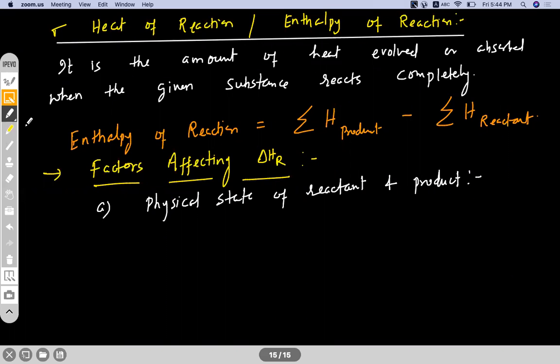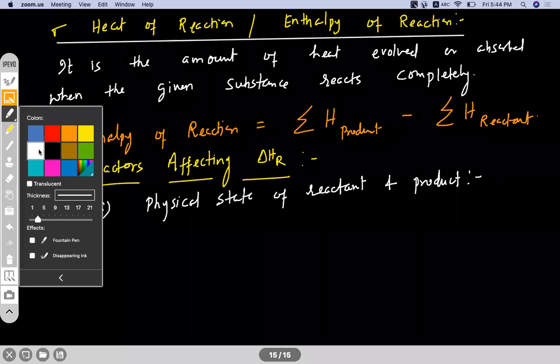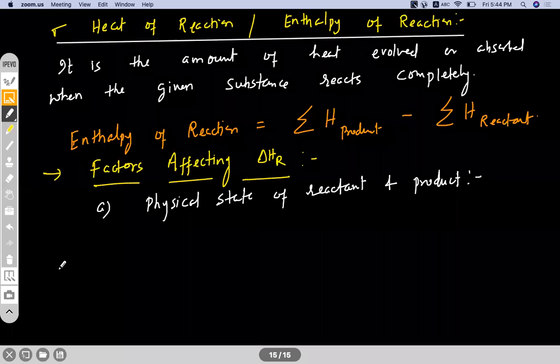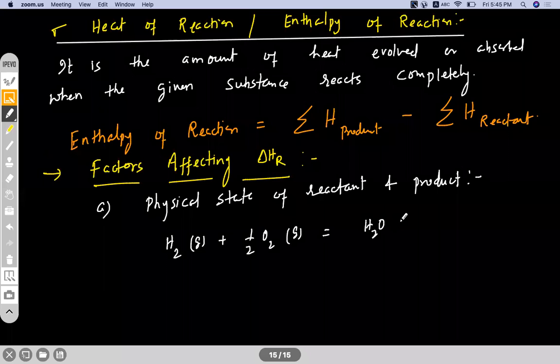With one example, this you need to know, like, they may ask you this particular comparison, but values you don't have to memorize. How it affects, that is not important. But if you look at this example, you will understand. Suppose I'm taking H2 gas and half of O2 gas. It forms H2O, gas.